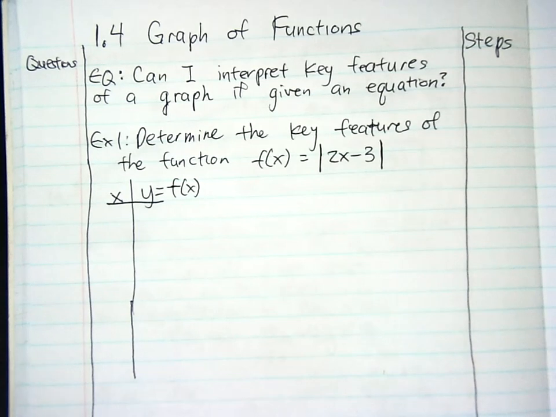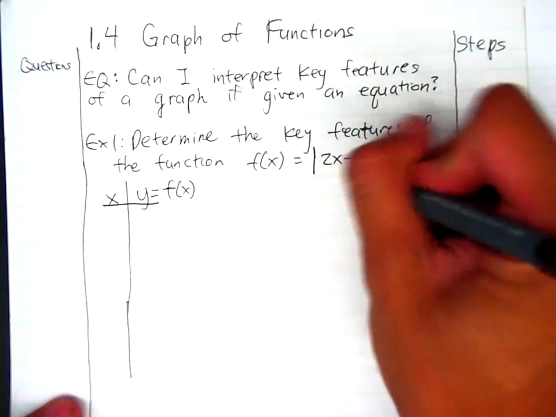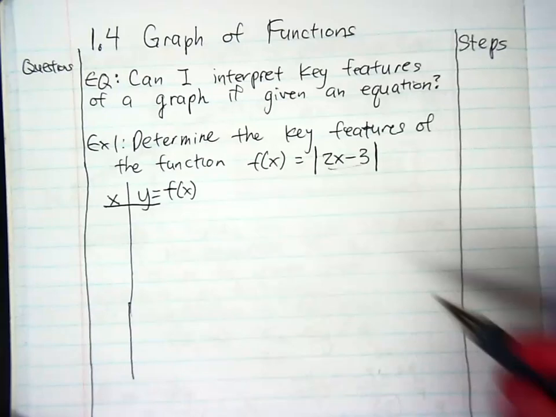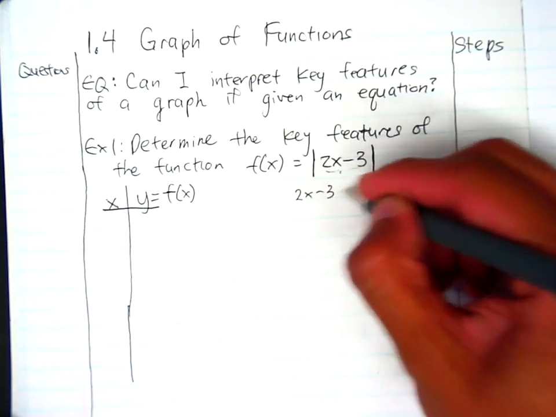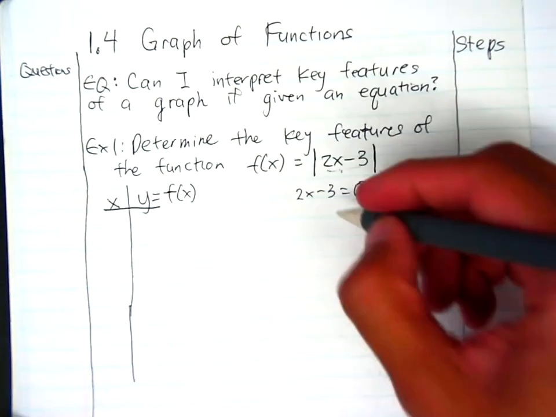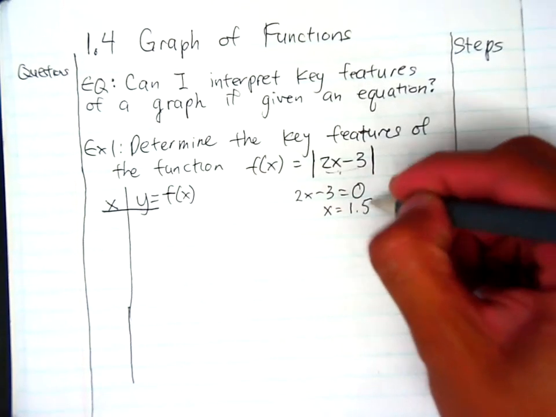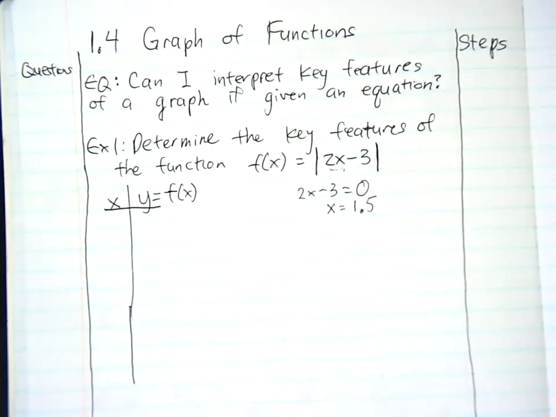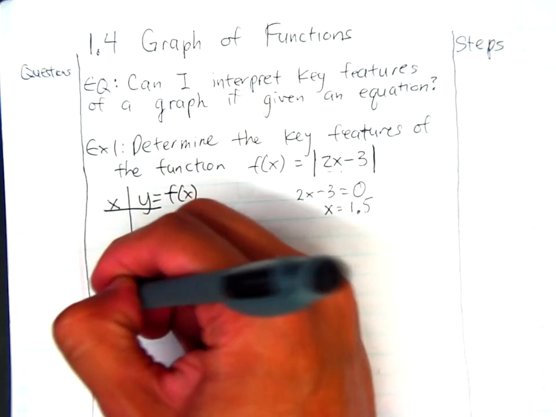The way I look for where the bottom of the V is, I'm going to set whatever is inside the absolute value equal to 0. So 2x minus 3 equals 0. I'm not going to go through solving it too much, but x is going to equal 1.5. So I know the bottom of my V is going to be at 1.5.